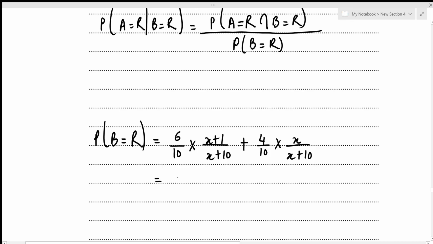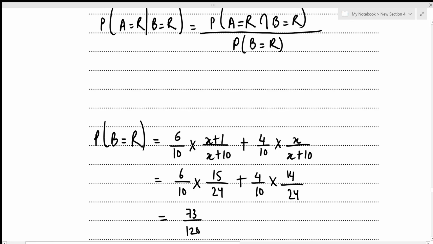Let's substitute the value for x. We already figured out it to be 14. So that's 6 by 10 into 14 plus 1, that's 15, over 14 plus 10, that's 24. Plus 4 by 10 into 14 by 14 plus 10, that's again 24. Now this gives us the total probability of 73 by 220.